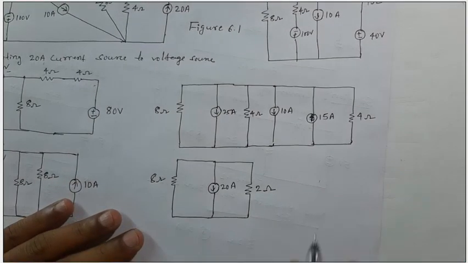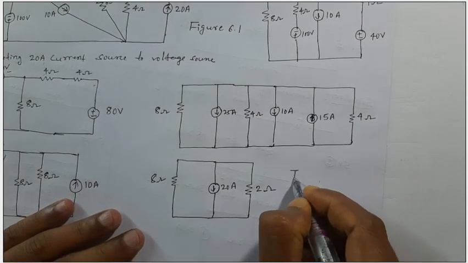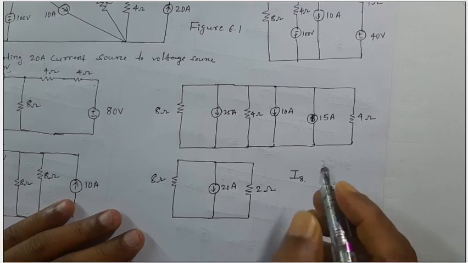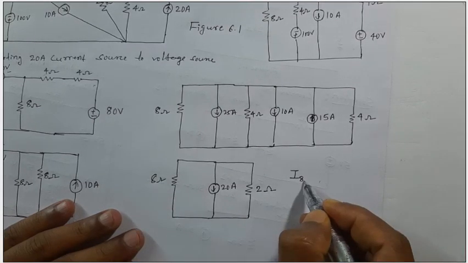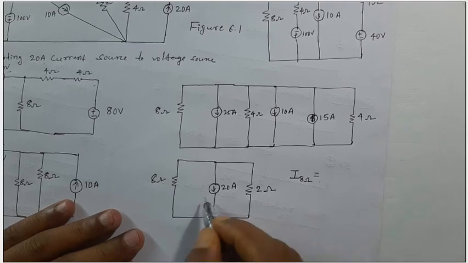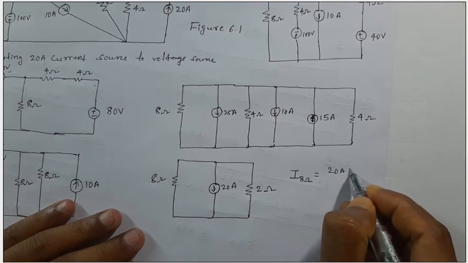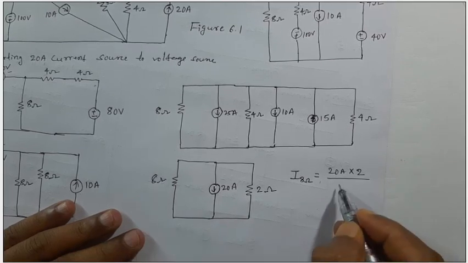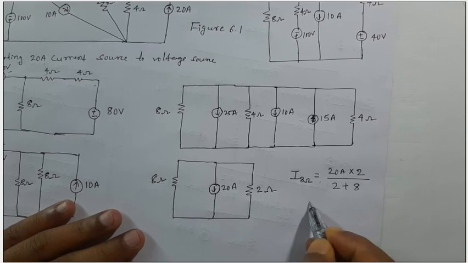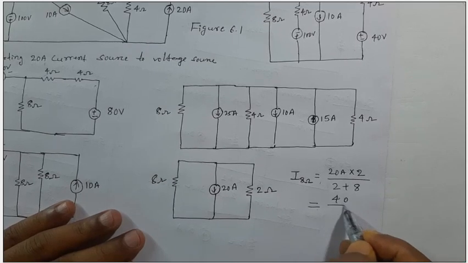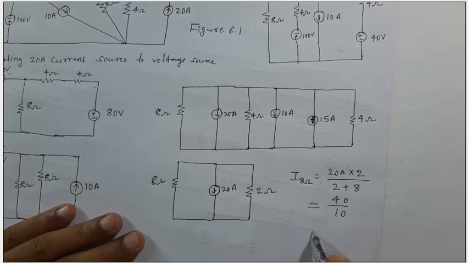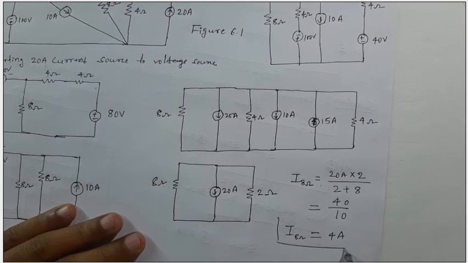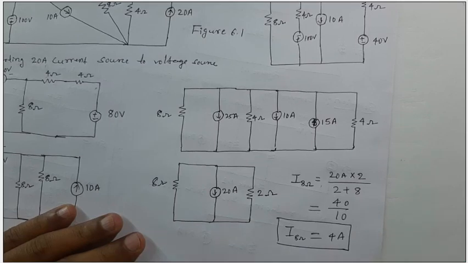And we can find the current through the 8 ohm resistor, which I denoted by I8 ohm, is equal to the main current 20 ampere into the resistance of the other branch 2 ohm divided by the sum of the resistors 2 plus 8, means it is 40 by 10, which is equal to 4 ampere. The current through the 8 ohm resistor is 4 ampere.